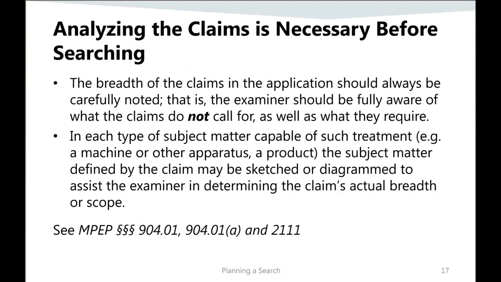In any search, the examiner must be sure to give the claims their broadest reasonable interpretation. He or she must identify what elements are being claimed, and also which elements are not required for all of the claims. It is often helpful to diagram or sketch the independent claims to better understand their breadth or scope. You will see an example of a claim diagram later in this presentation.